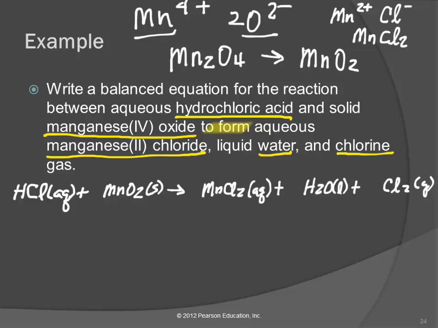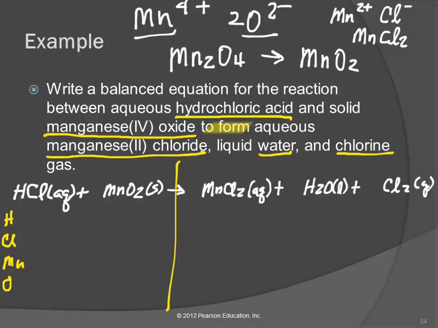Now we need to balance this, and here it's helpful to do that tallying thing because we've got these elements appearing all over the place. So I'm going to draw a line here. And I'm just going to go left to right and write down the different elements I have. I have hydrogen, I have chlorine, I have manganese, and I have oxygen. And then I'm going to take inventory.